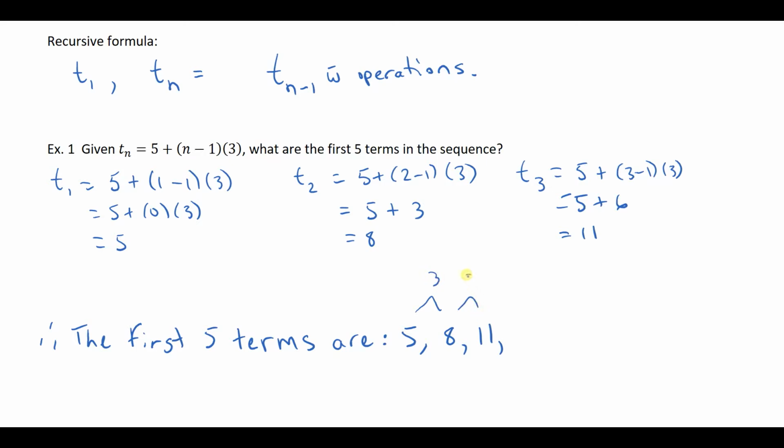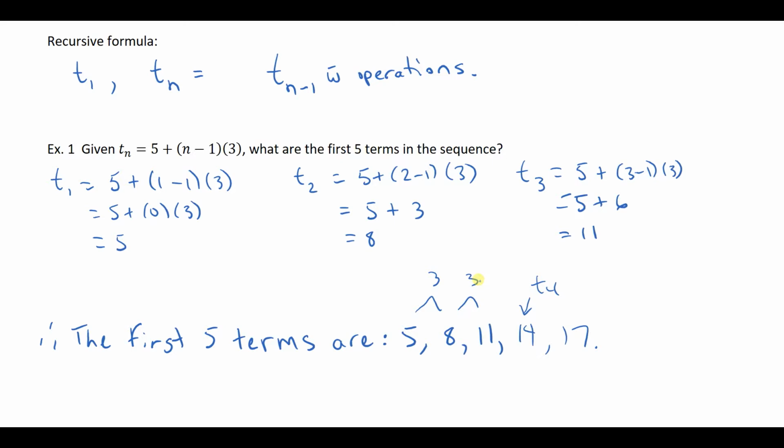I'm always adding 3. It's very clear. So I can add 3 to get 14, add 3 to get 17, and those are my first 5 terms. I could have also found this 4th term here, T4, by subbing 4 in for n into the general term, but it was just easier to use what we knew.